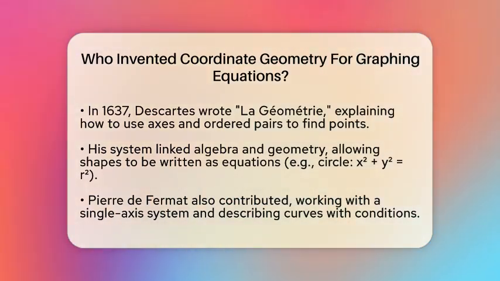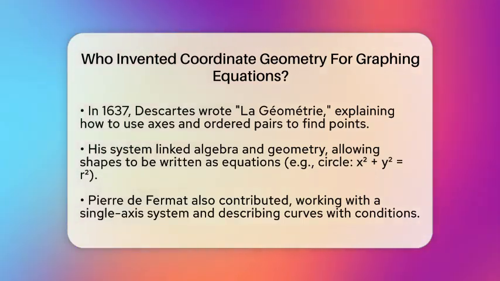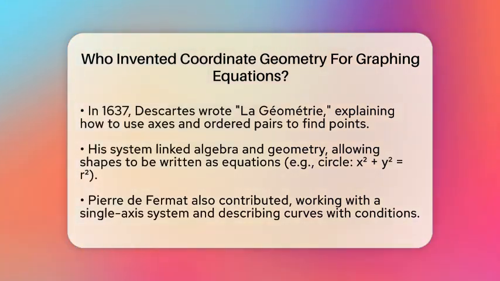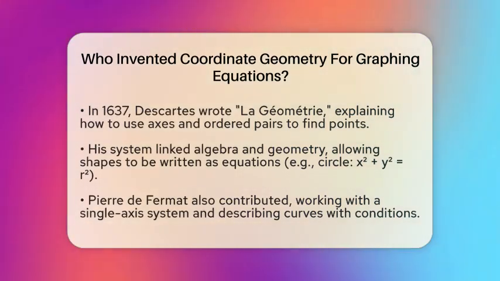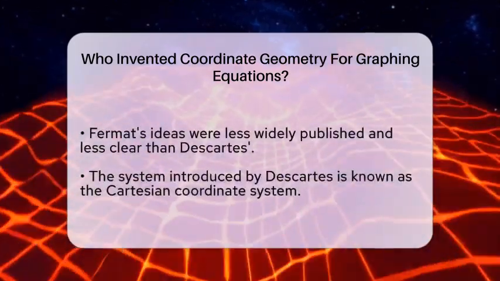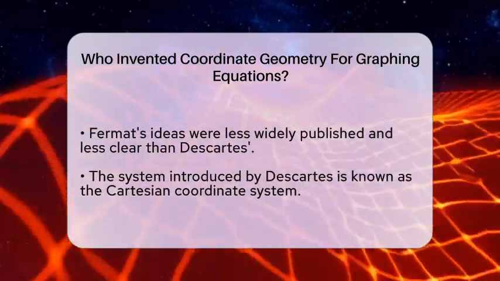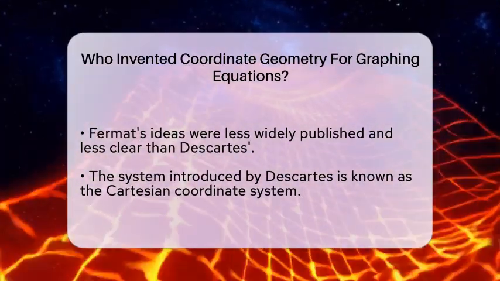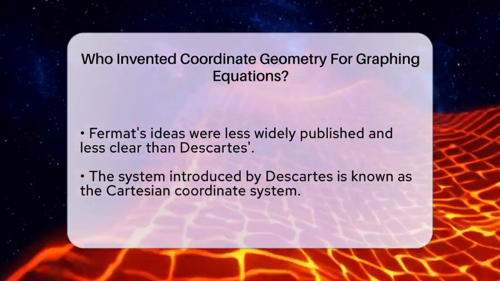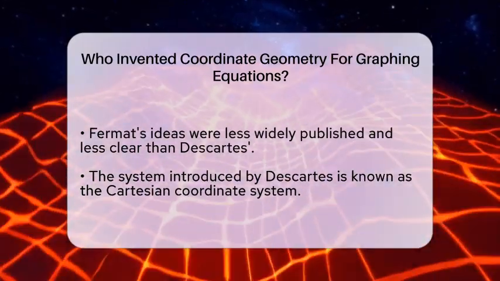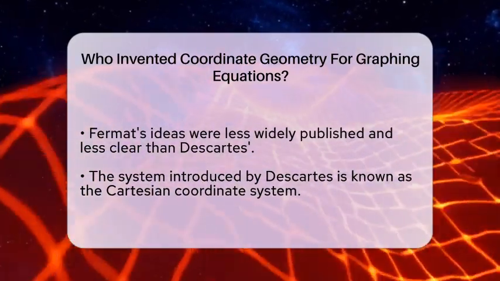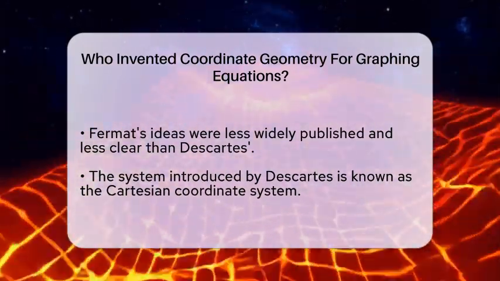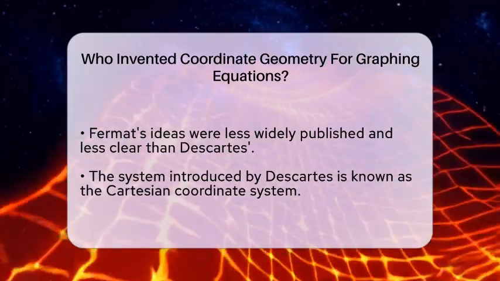problems. Pierre de Fermat also contributed to the development of coordinate geometry. He worked with a single-axis system and described curves as sets of points that satisfy certain conditions. However, Fermat did not publish his ideas as widely or as clearly as Descartes did. The system that Descartes introduced is called the Cartesian coordinate system, named after him.